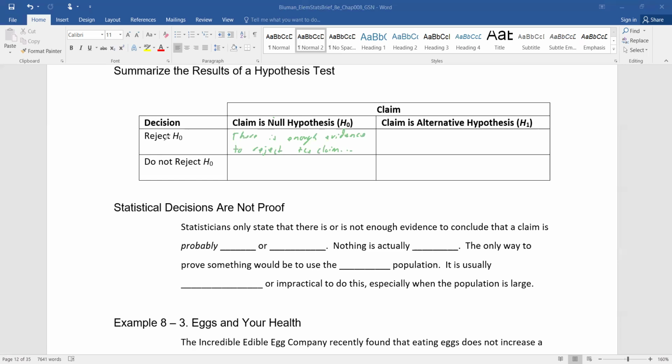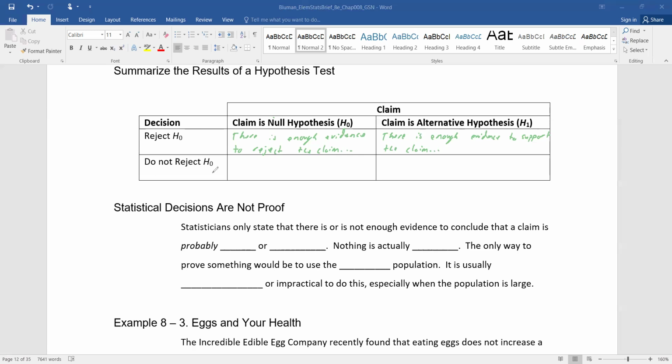Now, if I'm rejecting the null, but my claim was the alternative, then I state there is enough evidence to support the claim. Because if I'm rejecting the null, then I'm stating that the alternative must be true. So I'm now stating there is enough evidence to support that the claim is true.